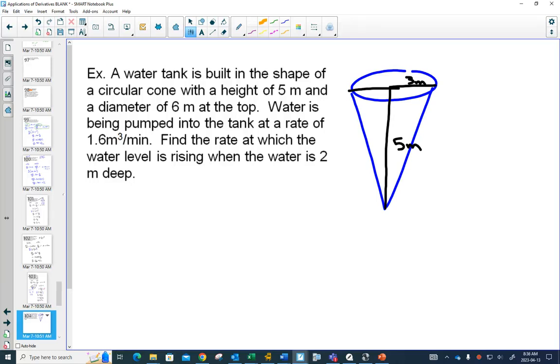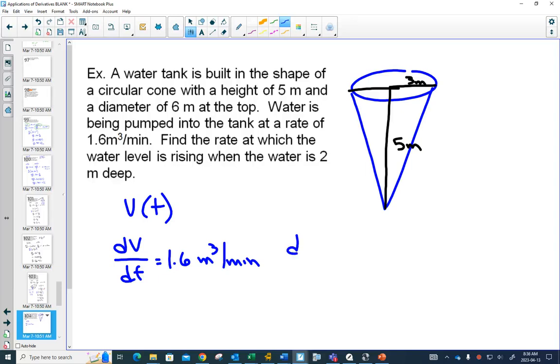Water is being pumped into the tank at a rate of 1.6 meters cubed per minute, so we are told that volume must be a function of time, and we're told how fast the volume is getting pumped in. We want to find dH/dt, which also tells us that height is a function of time, at a height of 2 meters.